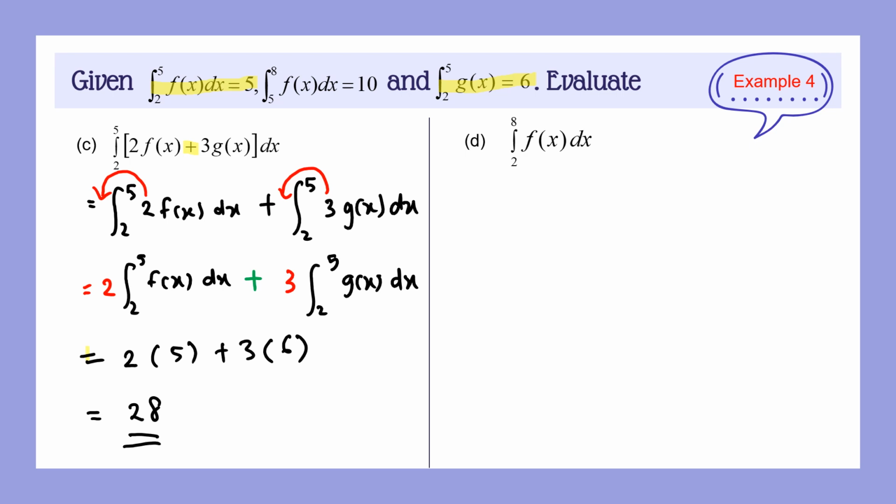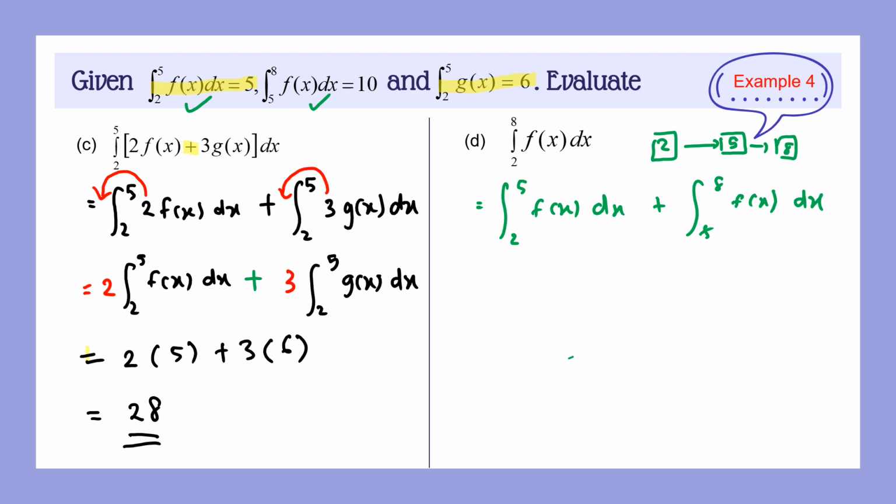Then let's continue with question D. Integrate from 2 to 8 f(x) dx. So the information here is we have integrate from 2 to 5, and 5 to 8. So this one from 2 to 8, we need to pass through 5. So 2 to 5, 5 to 8. So this one we get integrate from 2 to 5 f(x) dx plus integrate from 5 to 8 f(x) dx. Then we get 5 plus 10 is equal to 15.